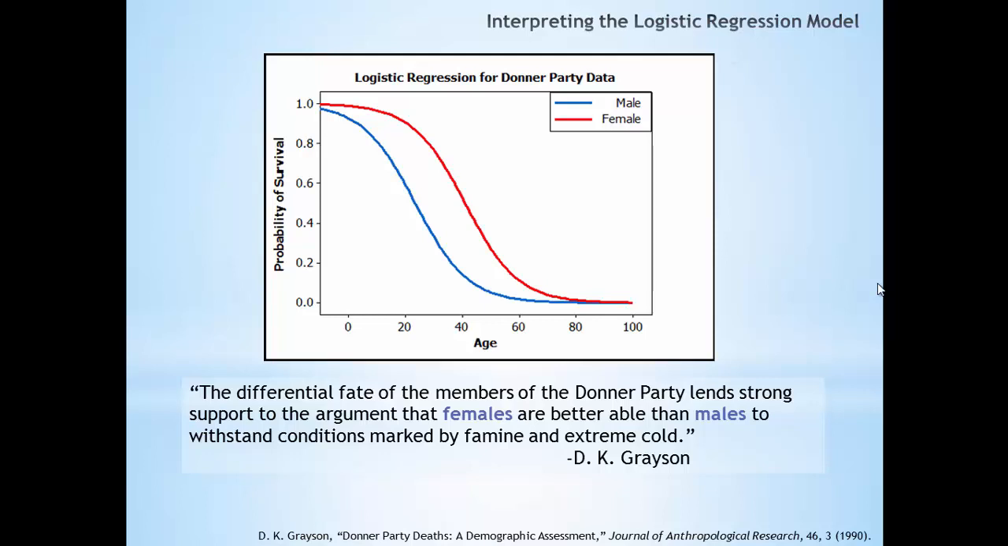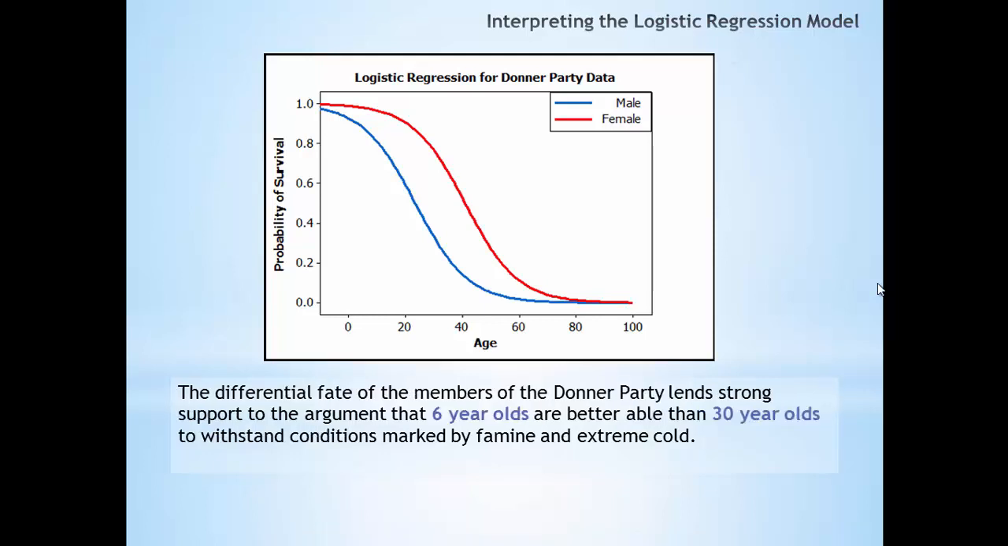This statement, suggesting that females are better able to withstand harsh conditions than males, may seem reasonable at first, but let's consider just changing these words slightly. Instead of using females and males, we could also put in 6-year-olds and 30-year-olds, because we see that the probability of survival for 6-year-olds is much higher than the probability of survival for 30-year-olds. Hopefully it's obvious that 6-year-olds are not better equipped to withstand harsh conditions than 30-year-olds.